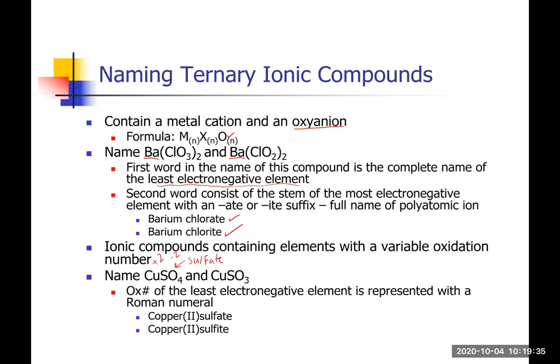We write the full name of the least electronegative element, which is copper. We follow it with the oxidation state in parentheses, so Roman numeral 2. And then we say the full name of the polyatomic ion, which is sulfate. So this is copper 2 sulfate. We know that SO3 2- is sulfite.